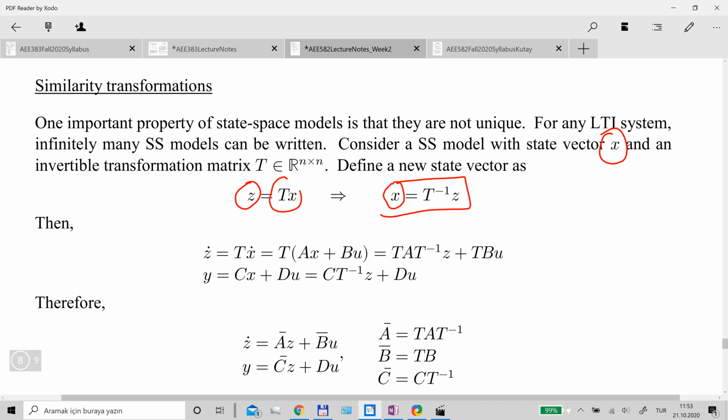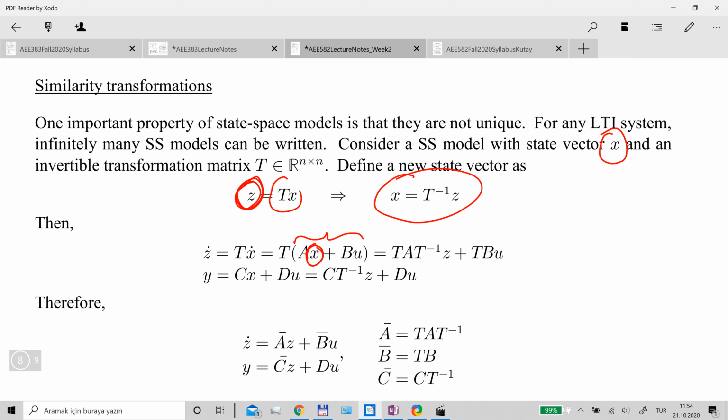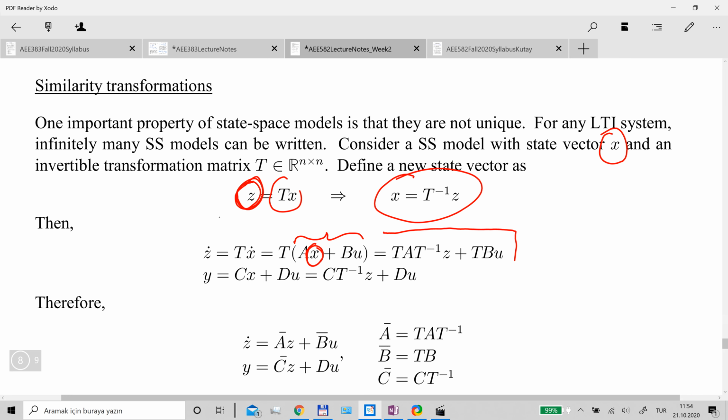Next, let's write the state equation for the new variable. You take the derivative of that. Since T is a constant matrix, the derivative will give you T times the derivative of x. And for the derivative of x, you insert the state equation from the original state space model. Then you replace the original state vector x with the new state vector as you defined here. And that will bring the state equation for the new state variable into that form.